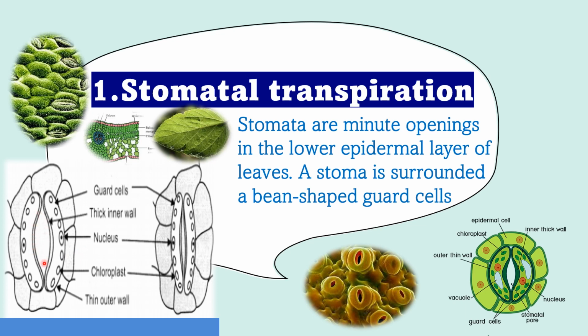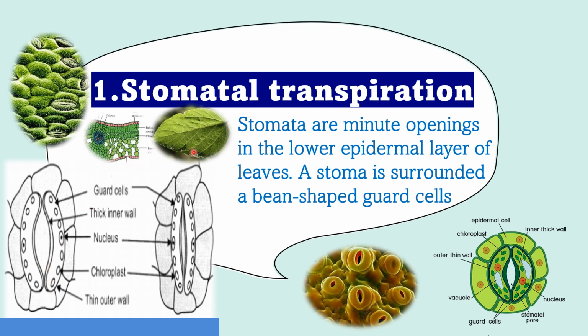Here you can see a single opening, we call it a stoma. More than one opening together, we call it stomata. This is a stomatal apparatus, the structure of stoma. Here you can see two guard cells, each kidney-shaped or bean-shaped. That is present in the dicot leaf, where you can see kidney-shaped or bean-shaped guard cells.